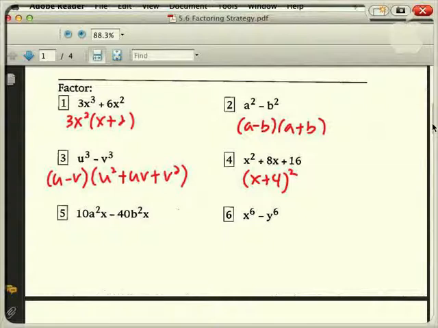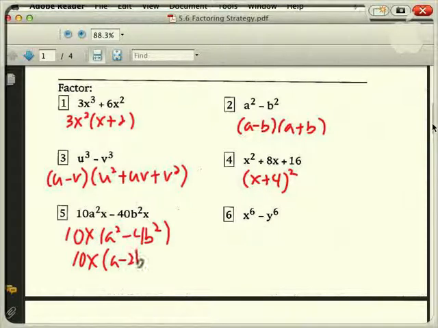In number 5, you can take out a 10x. So you'd have a squared minus 4b squared. But you can go further. This would be a minus 2b times a plus 2b.